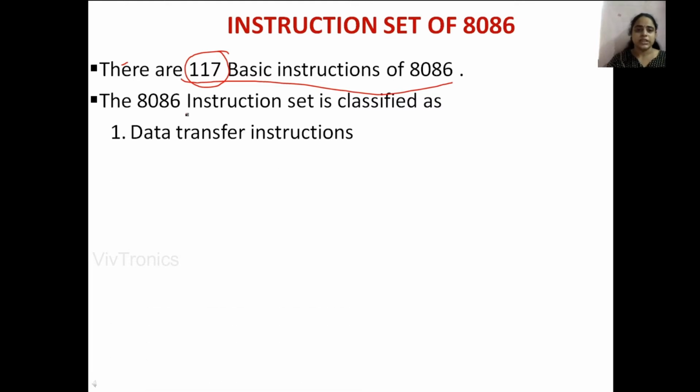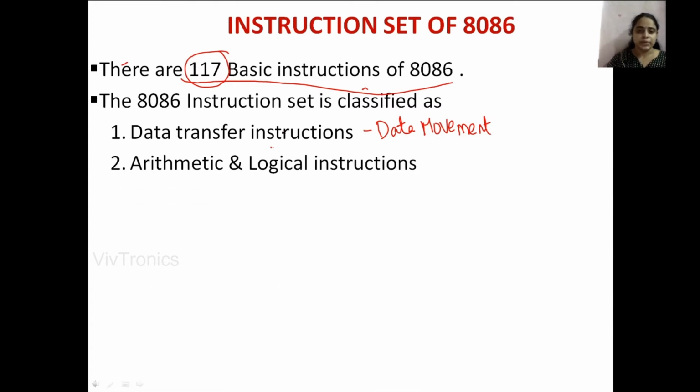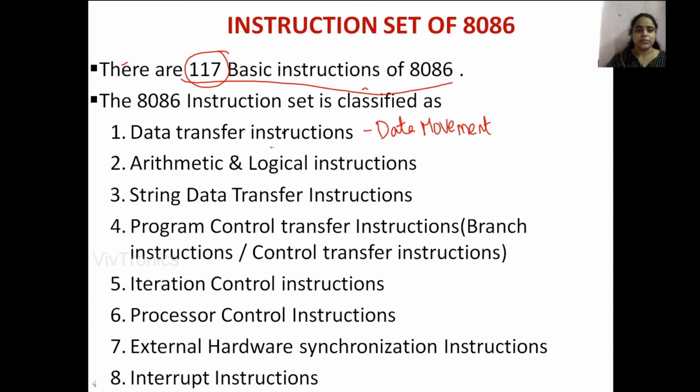So the first one is data transfer instructions, otherwise called data movement instructions. As the name itself indicates, in this instruction set the instructions help to transfer data from memory to registers or memory to memory, like that. Second one is arithmetic and logical instructions. Third one, string data transfer instructions. Fourth, program control transfer instructions, or branch instructions, or control transfer instructions.